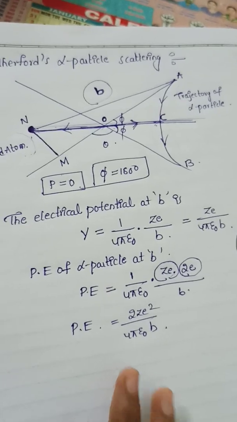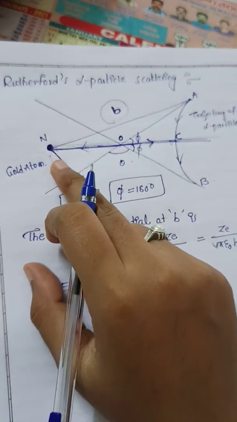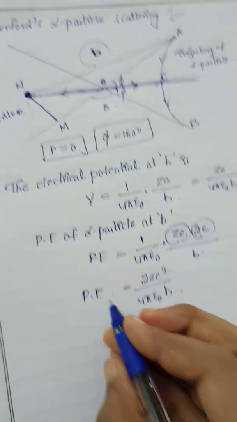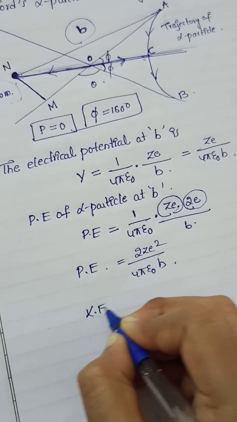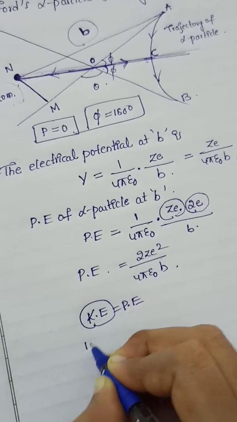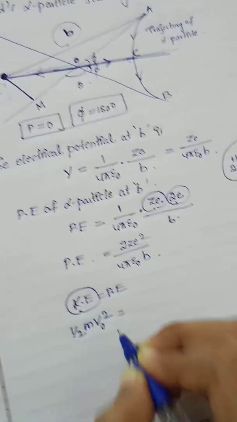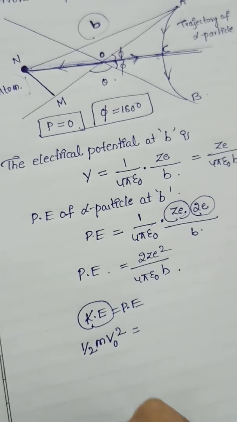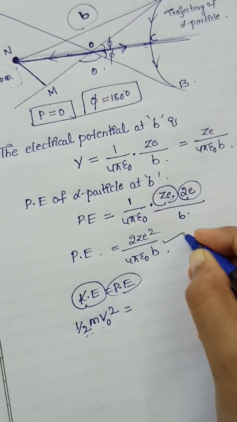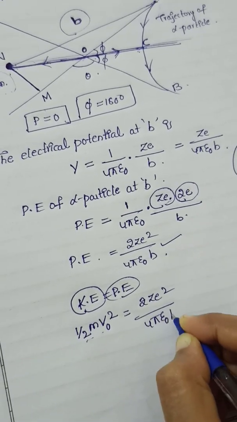Now see here, if the alpha particle is stopped at a distance B, then what will happen? In that case, the kinetic energy is equal to the potential energy. So what is the kinetic energy of the alpha particle? That is half m v square. Here I am taking v naught as the velocity of the alpha particle, so half m v naught square is equal to the potential energy. Already we calculated that, it is 2Ze square by 4 pi epsilon naught B.